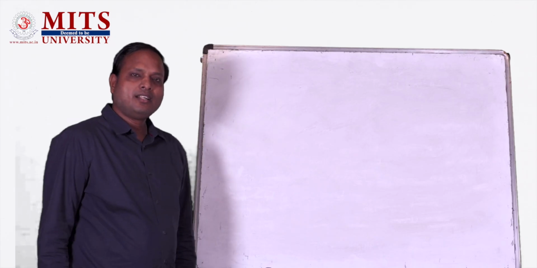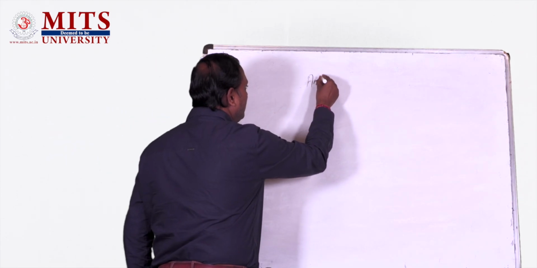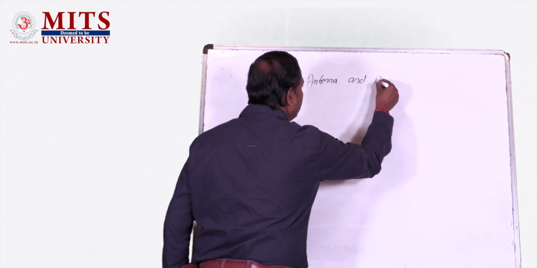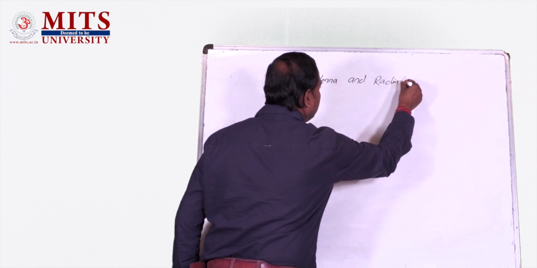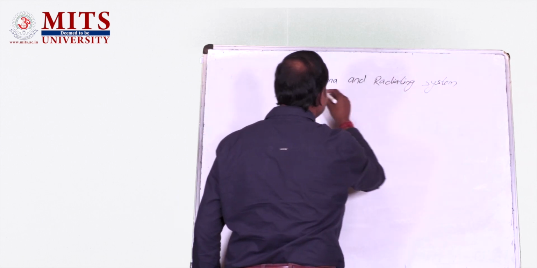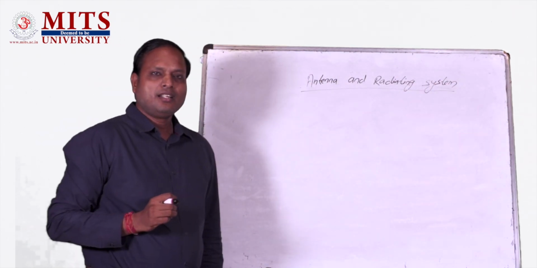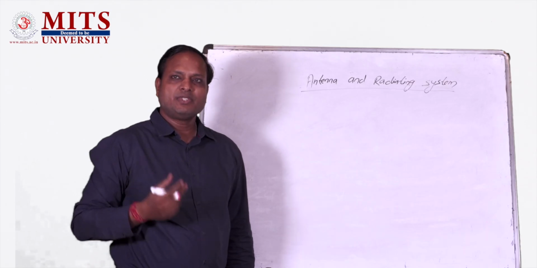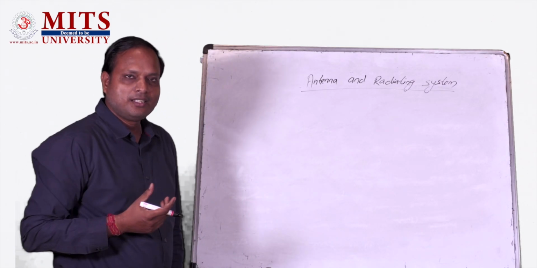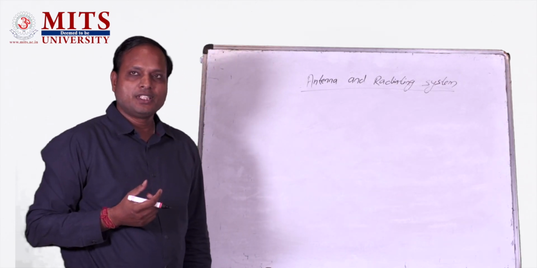Today I will discuss antenna and radiating systems. So the first question is, what is an antenna? An antenna is basically a transducer which converts electrical quantities like voltage and current into electromagnetic waves or vice versa.